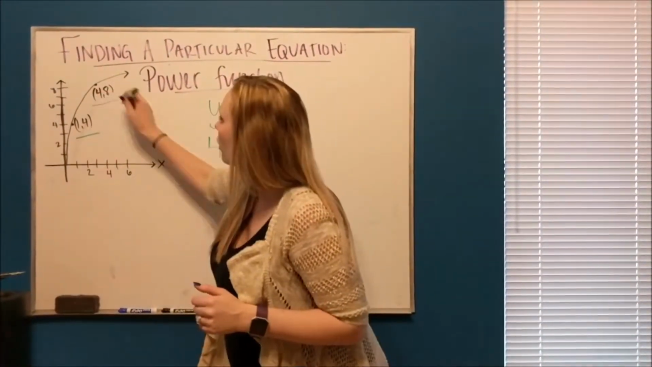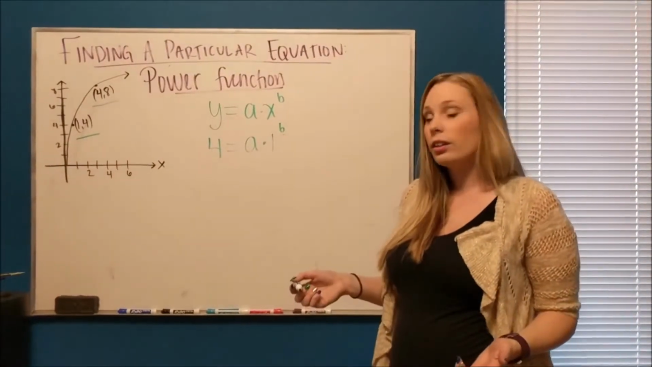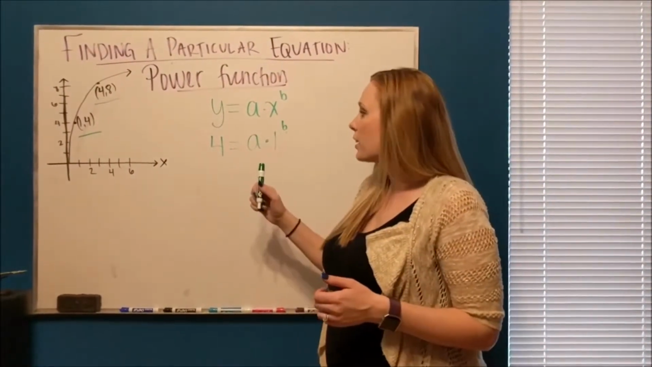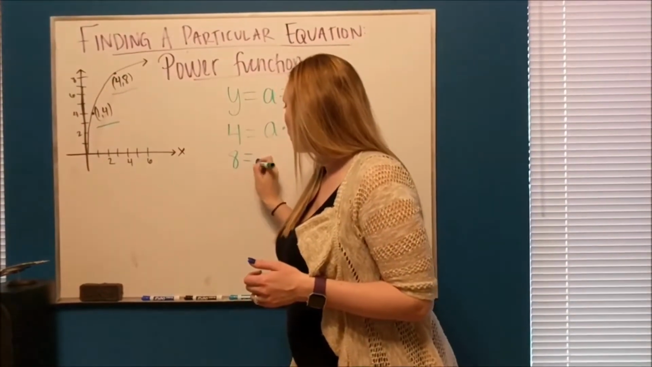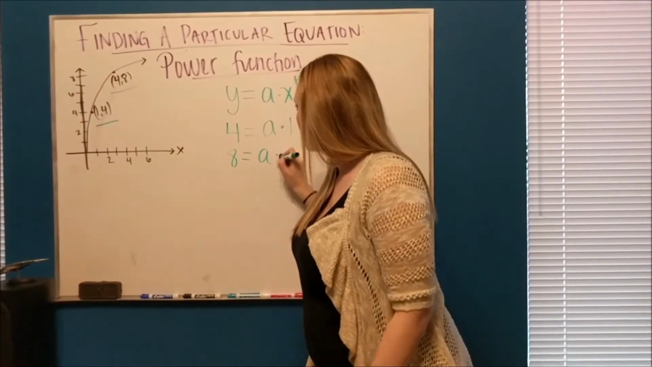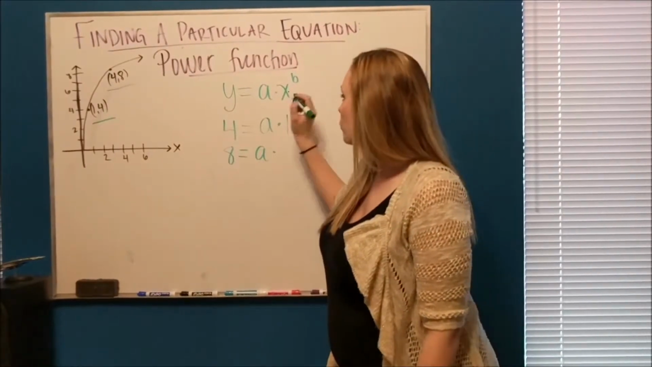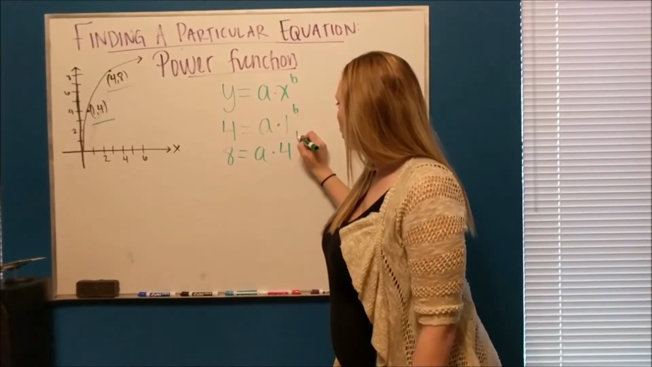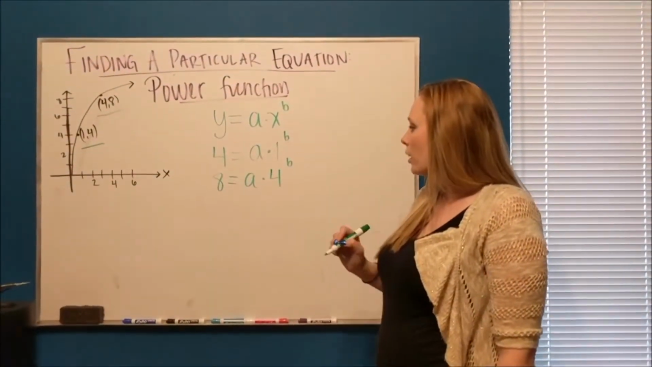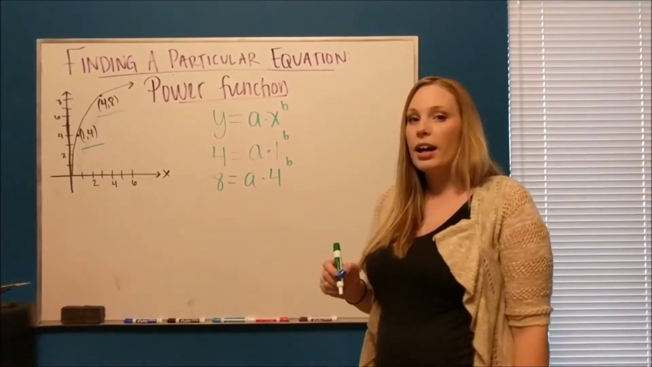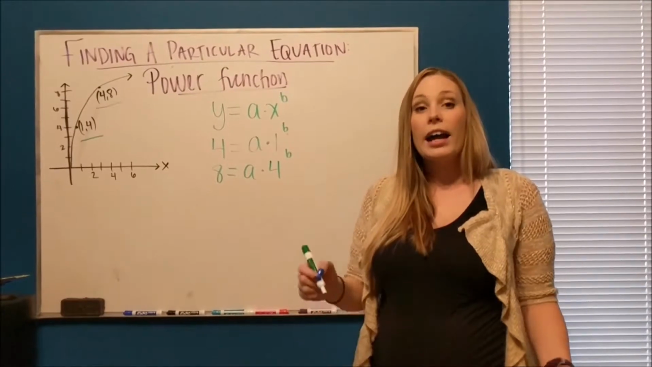But looky here, we have another point. I'm going to do the same exact thing again. y equals 8. We still don't know what a is. x is 4 to the power of b. Now I have 2 equations. I have 2 unknowns. I can solve.